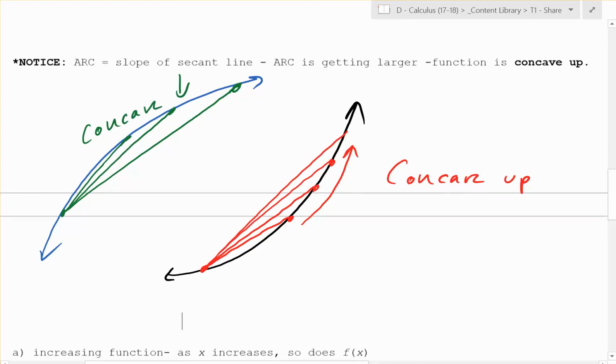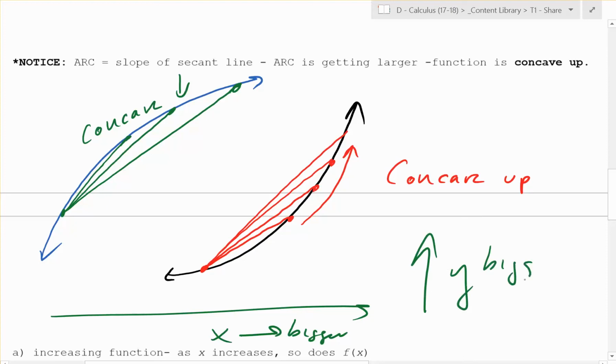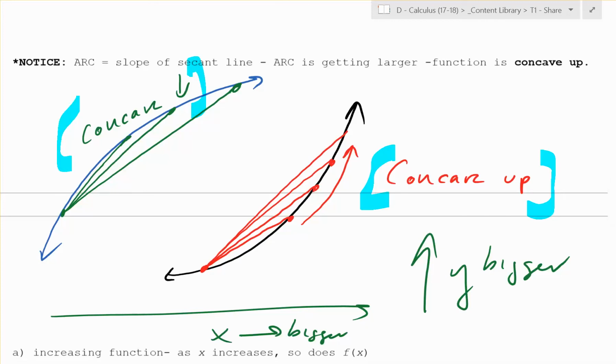One important thing to note about both of these graphs is that they're both increasing. As x gets bigger, so does y. But one of them is concave up and one of them is concave down. So you can be increasing but be concave up or concave down. Similarly, you can be decreasing and be concave up or concave down.